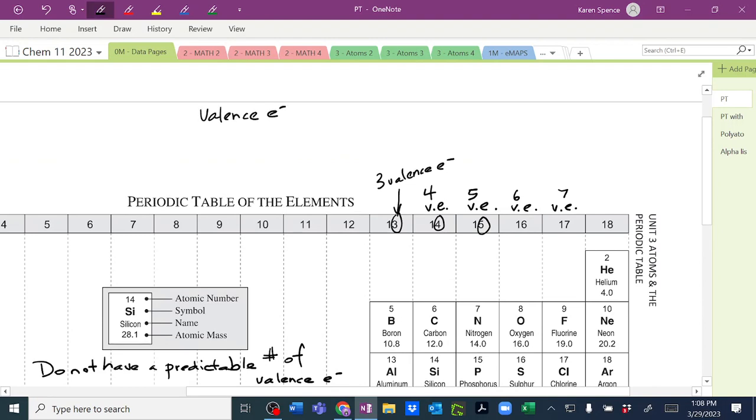Valence electrons are the electrons in a partially filled shell. What do we know about group 18 and its outer shell? It's completely filled. Therefore, how many valence electrons? 0, okay?